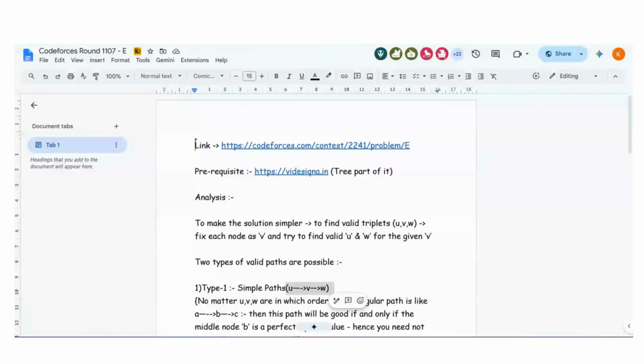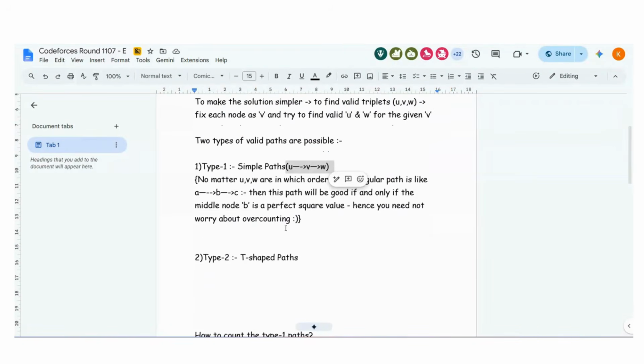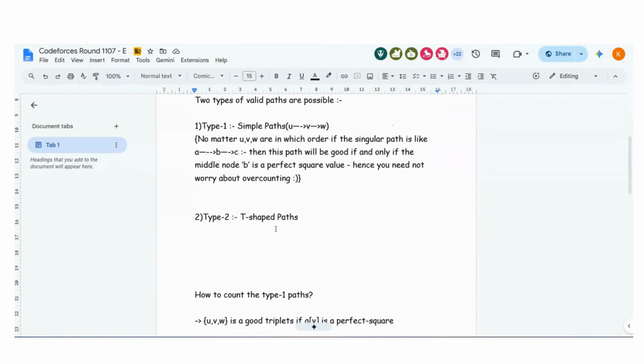Okay, now let's talk about type 2 paths, which is again very, very important. We call them T-shaped paths. These are very important types of paths. Type 1 paths we have calculated. Type 2 paths is such a lovely thing. It requires such a higher level of thinking. I was just astonished when I saw this. T-shaped paths. Can you even imagine?